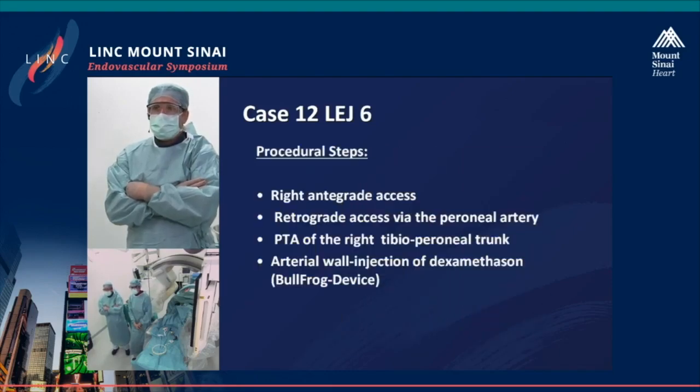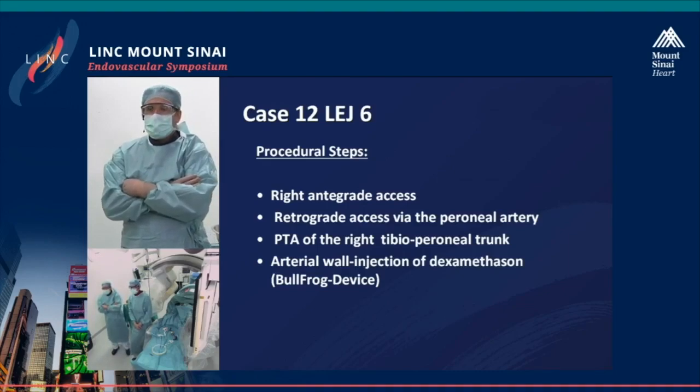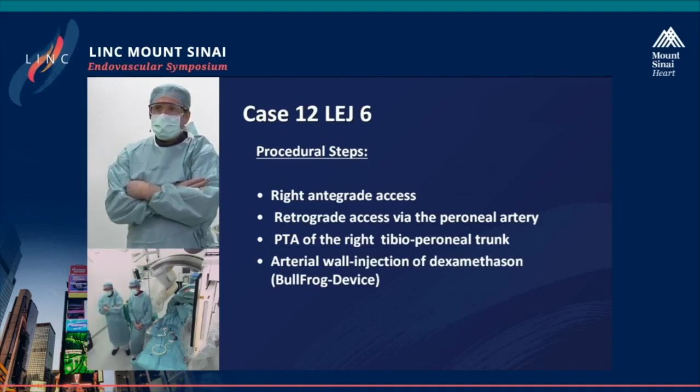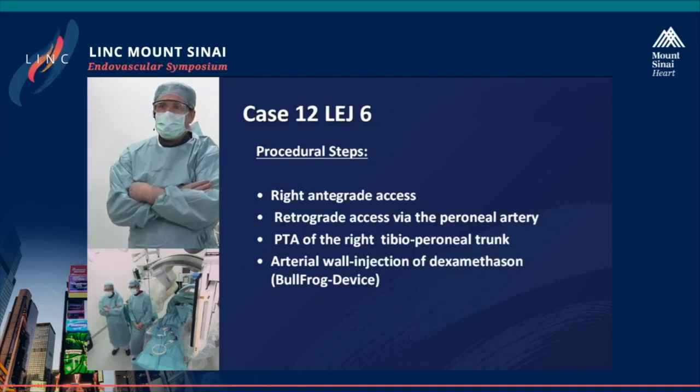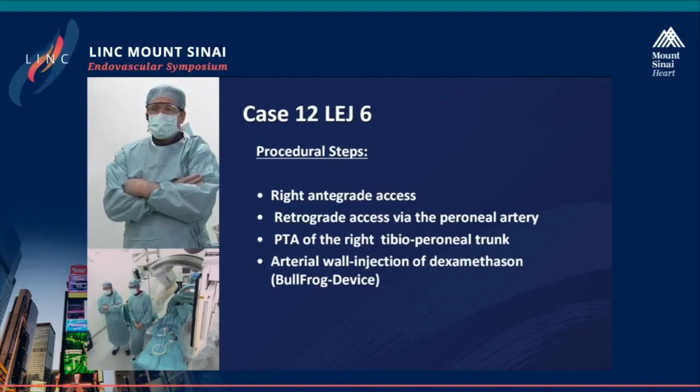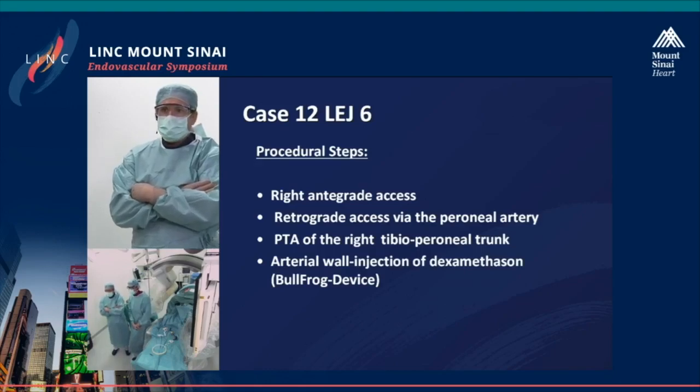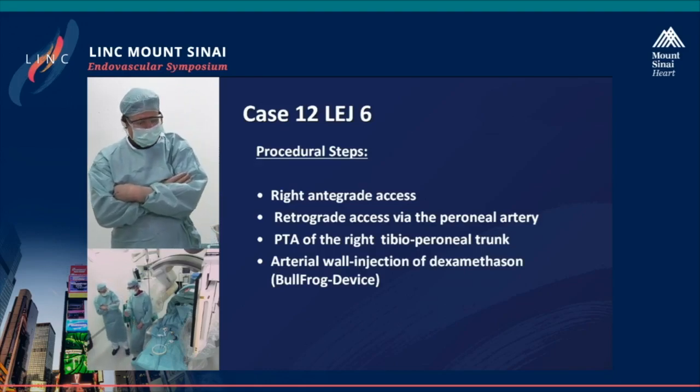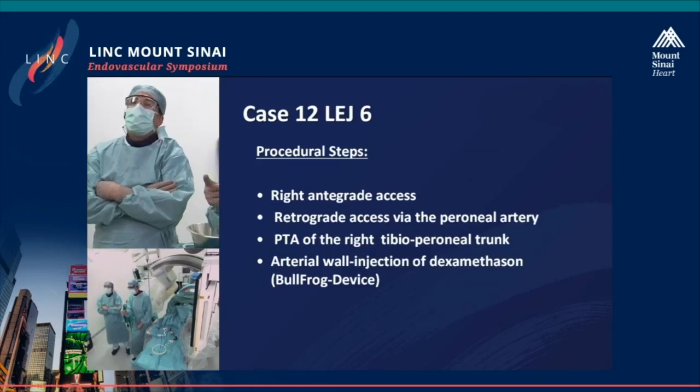And next slide, our strategy here. We are in with the right antegrade access with 5 French and 6 French antegrade sheaths. After a failed attempt to recanalize the tibio-peroneal trunk in an antegrade fashion, we are also ready to do the retrograde access via the peroneal artery. And then we do PTA here, and we also plan the intraarterial wall injection of dexamethasone with the Bullfrog device. I think the next slide shows you the Bullfrog device.